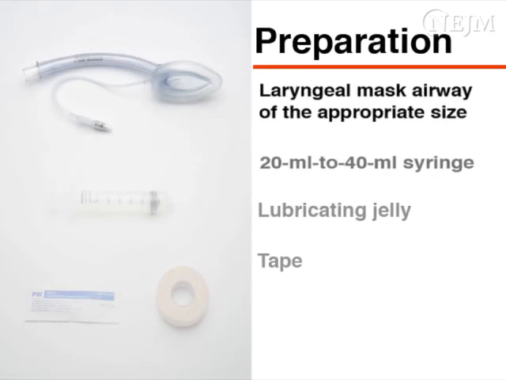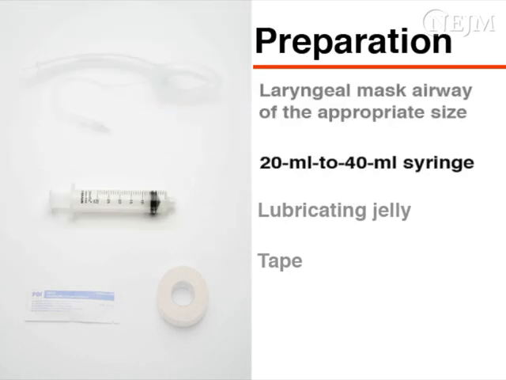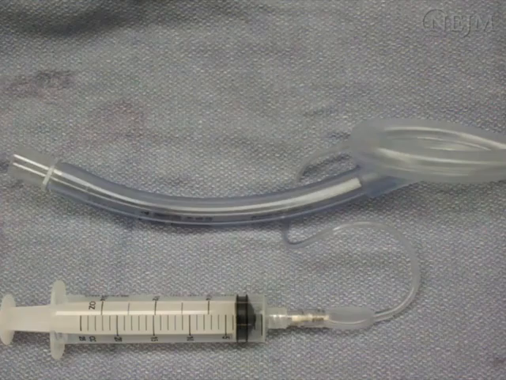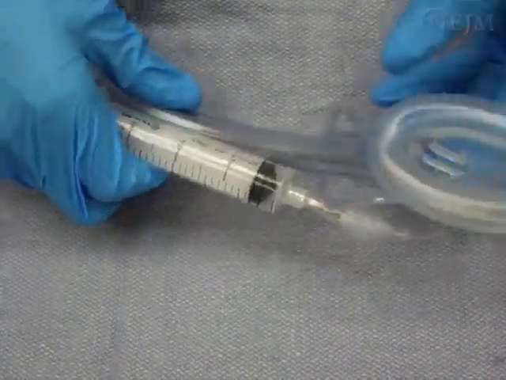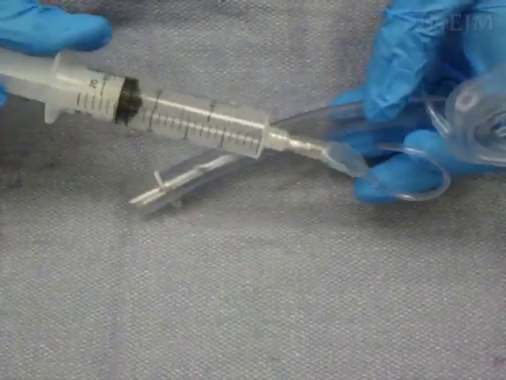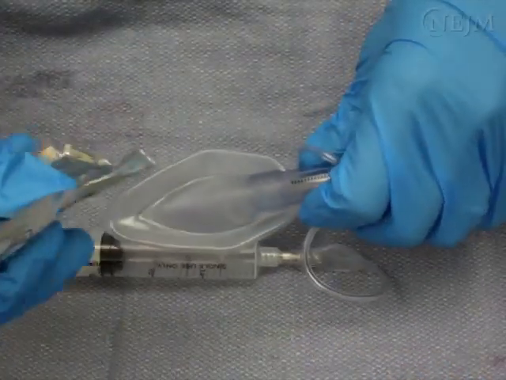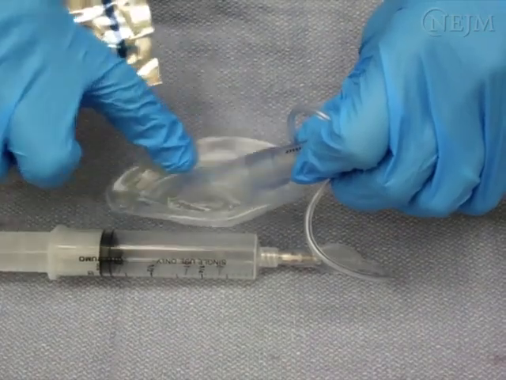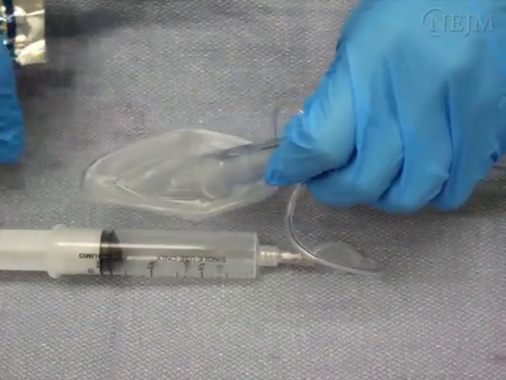To prepare for laryngeal mask airway insertion, you'll need an appropriate size device, a 20 to 40 milliliter syringe, lubricating jelly, and tape. Often, laryngeal mask airways come pre-packaged with an inflation syringe and a small package of lubricant. Prepare the device by first removing all excess air from the bladder. Then lubricate the posterior surface of the cuff to facilitate easy and smooth passage into the mouth. The posterior surface is the side opposite where air exchange occurs.